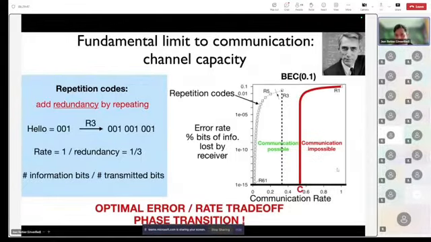And what Shannon has proved in 1948 is that basically whatever code you're using to try to add redundancy in order to fight the noise, even if you're trying to use smarter things than just repeating, much smarter things, you cannot beat a certain communication rate. You cannot be beyond the communication rate.